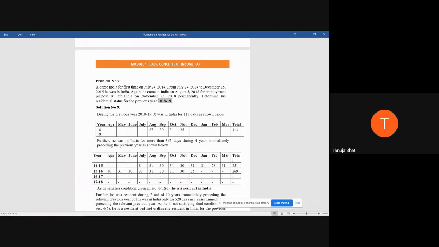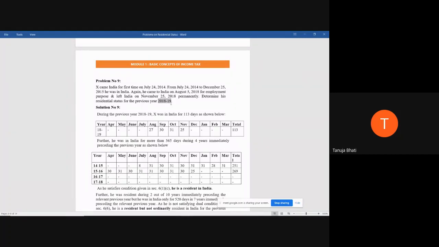What is the first thing? First thing is you see section 6 subsection 1, which talks about the basic condition. Now what is the first basic condition, and in which section it is specified? Section 6 subsection 1 clause A. What does that condition tell us? That his stay in the relevant previous year should be 182 days or more. So let us just concentrate on this year first. Later we will see other conditions. So in 2018-19, his stay in India should be 182 days or more.